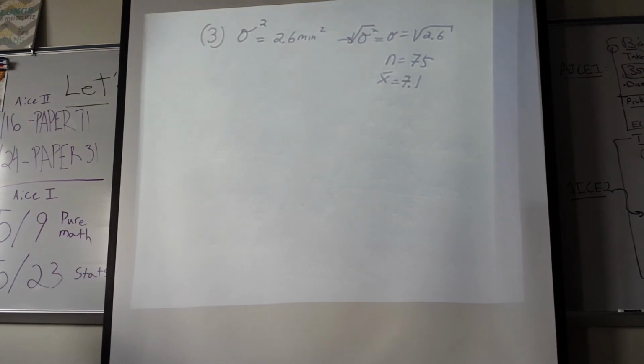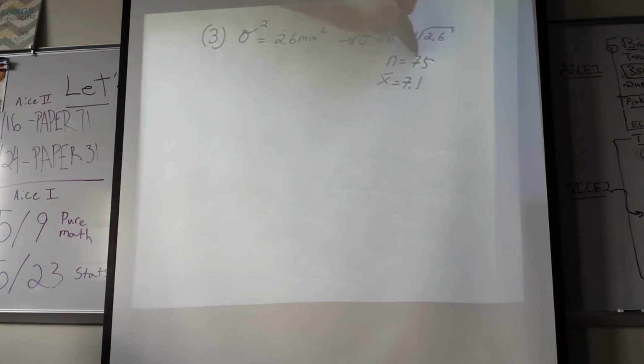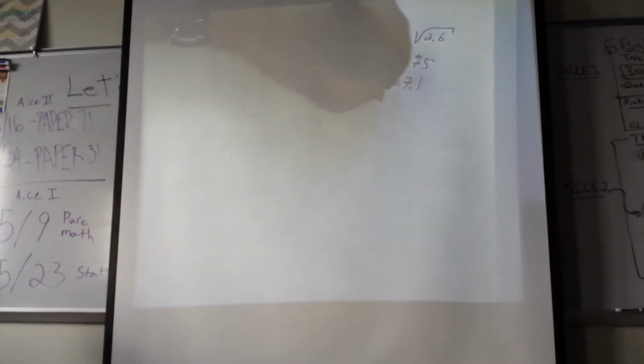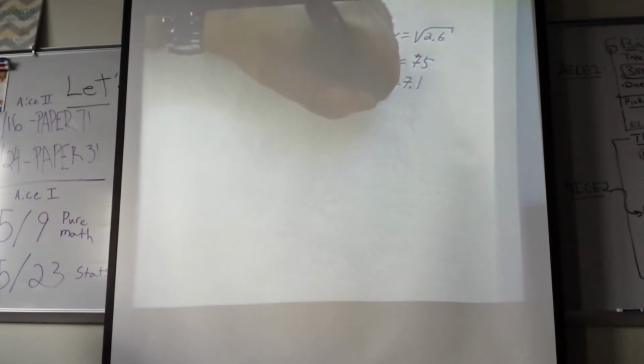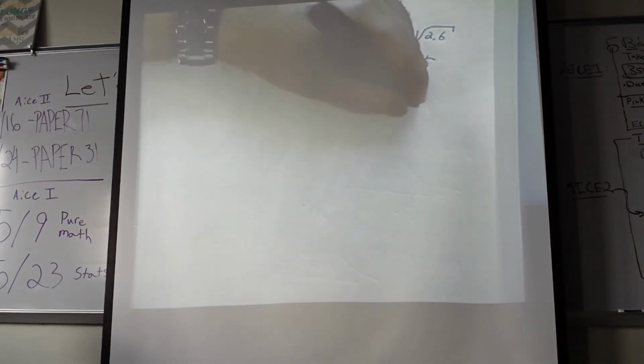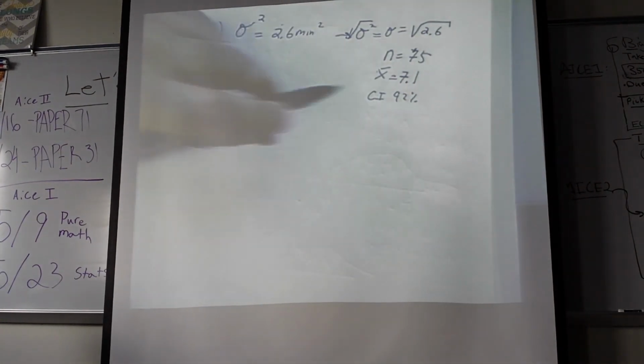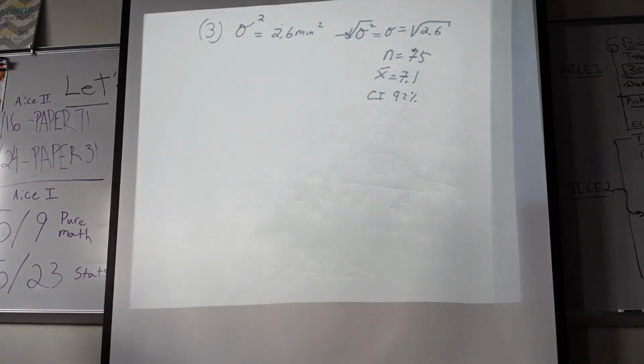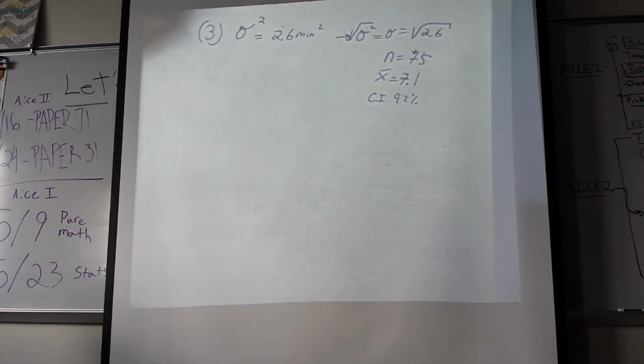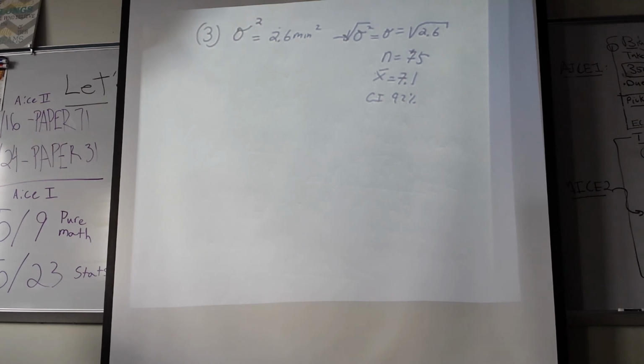Okay, so we have standard deviation, we have variance, we have the number of people that we selected as a random sample, and their average. Whatever it is, it could have been anything, right? But they said waiting times at the bus stop. Now, the confidence interval is what? 92%. What is sigma? Sigma is the square root of 2.6. We didn't calculate it yet. Not yet. I just left it in radical form.